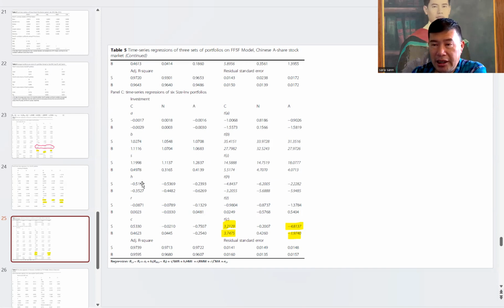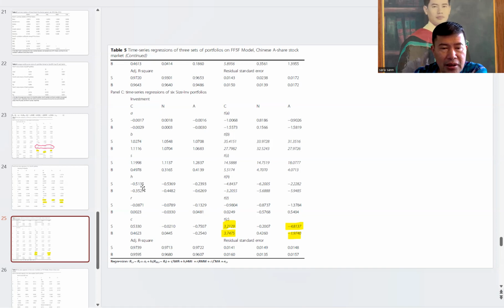What about the H? The relation between book to market ratio and excess return of size to return on investment. Let's see the T statistic first. All are greater than 2 in absolute value. With the negative sign, it becomes positive. All greater than 2. So you select which one is the best.